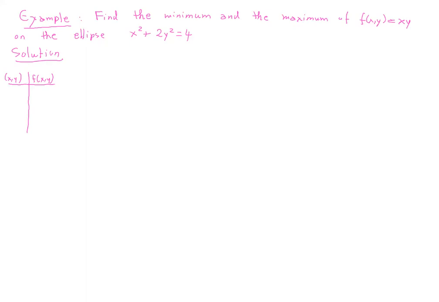So again, we have to start with a constraint and bring everything to the left-hand side, and then define g of xy to be x squared plus 2y squared minus 4. And the system is, again, the gradient of f is lambda times the gradient of g, and g should be equal to 0. And this translates to, let's go directly to the partial derivatives this time.